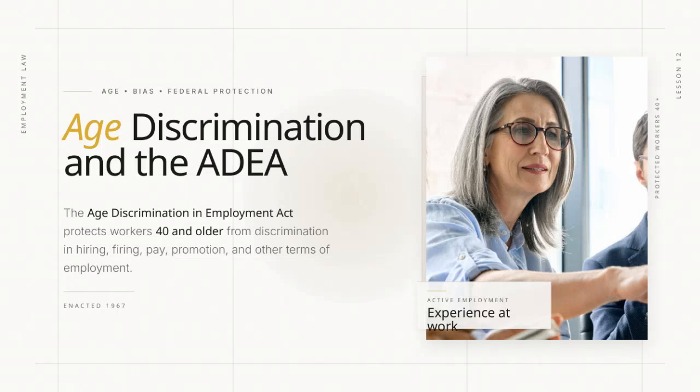Now let's focus on age discrimination and the protections offered under the Age Discrimination in Employment Act, or ADEA. This law was enacted back in 1967 to protect workers who are 40 years old and above from unfair treatment in the workplace. That means employers cannot discriminate against these workers when it comes to hiring, firing, pay, promotions, or any other terms of employment.